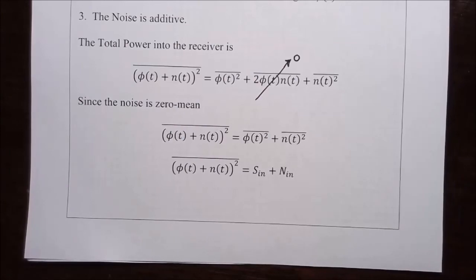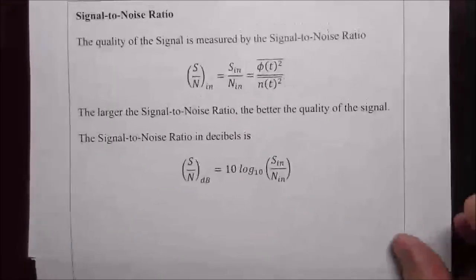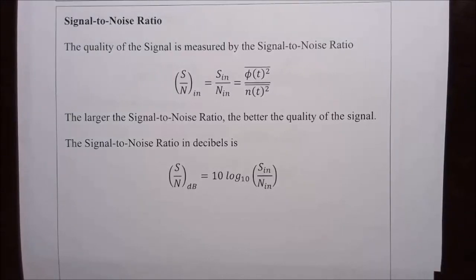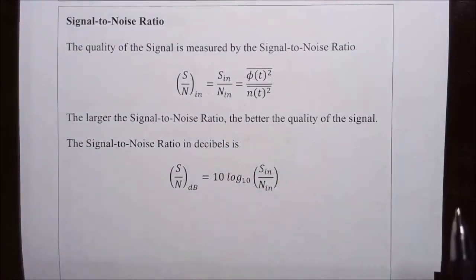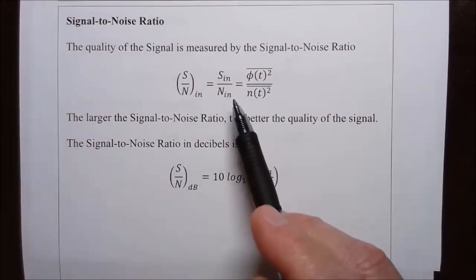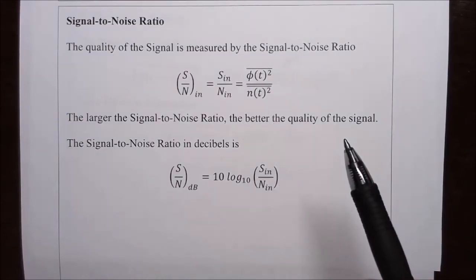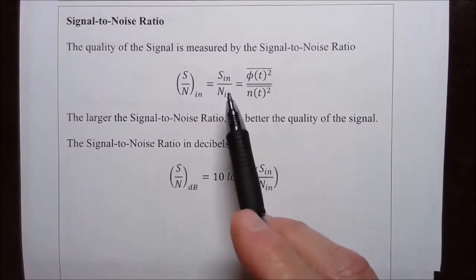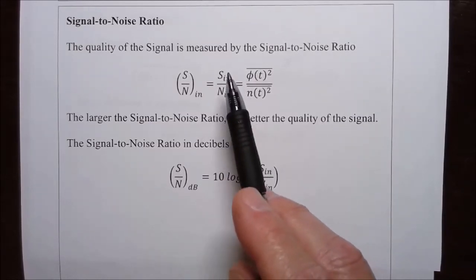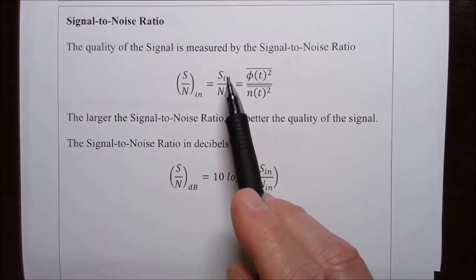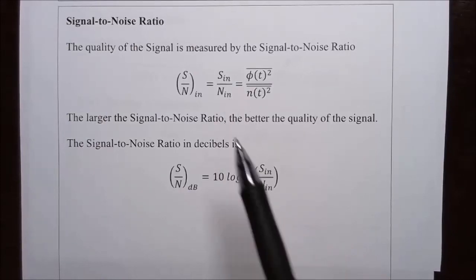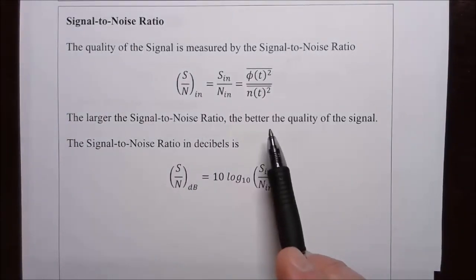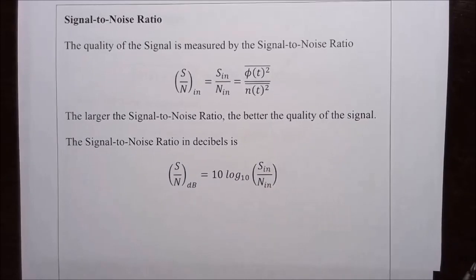And in these circumstances, we can measure the quality of the signal by the signal to noise ratio. We take the signal power divided by the noise power, and that will give us the signal to noise ratio. This is a power ratio, has no units. And the larger the number, the better. Big signal to noise ratios have big signal and small noise power. So that would be a high quality signal, or at least a higher quality signal. So we want that to be big to improve the quality of the signal.